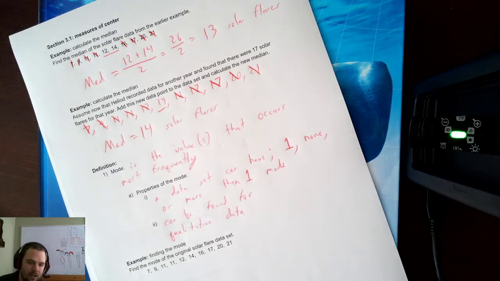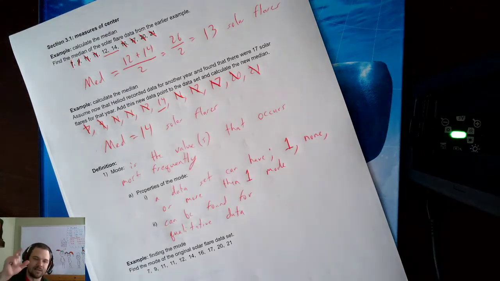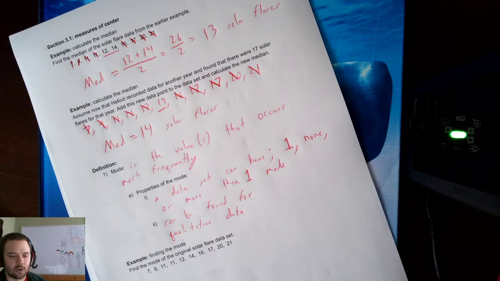For example, what's the most common eye color? Brown eyes are the most common because that's the most dominant allele in the genotypes, right? So brown eyes are the mode for eye color. It's not the average eye color. I didn't add up all the eye colors and divide by how many people there were. I found the mode, right?